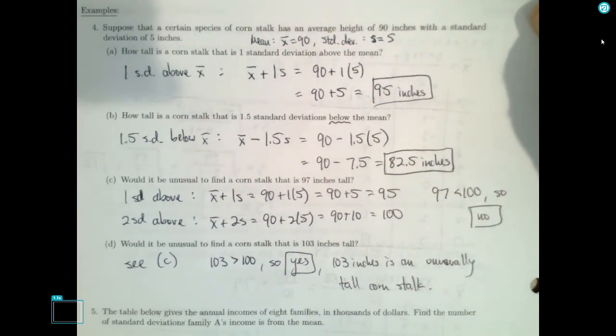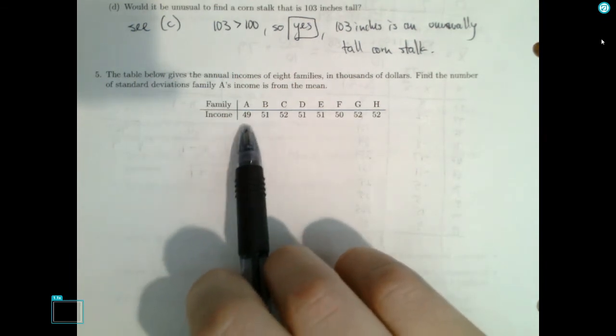Okay. Here's another example, and you will have a homework assignment that asks you a similar question to this. It says the table below gives the annual incomes of 8 families in thousands of dollars. So family A made $49,000, family E made $51,000, and so forth. Find the number of standard deviations family A's income is from the mean. So we want to know how many standard deviations from the mean is family A's income.